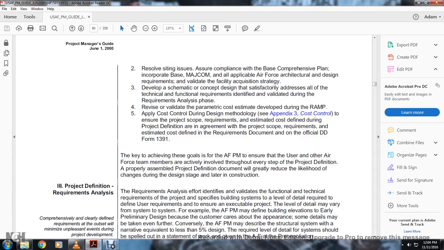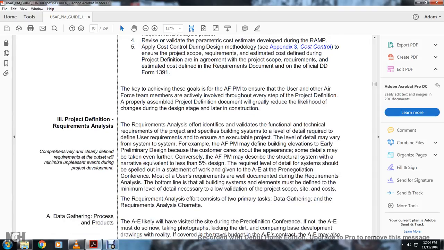The key to achieving the goals of the Air Force program is to ensure the user and other Air Force team members are actively involved throughout every step of the project definition. A properly assembled project definition will greatly reduce the likelihood of changes during the definition stage and later in construction. So, 3, project definition requirements and analysis. Comprehensive, clearly defined requirements at the outset minimize unpleasant events during project development.